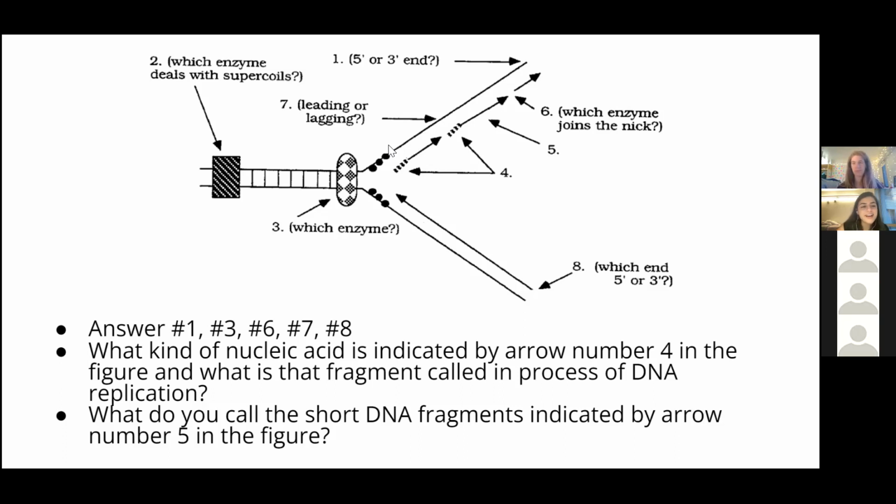Oh, yes. Okay. I got an answer. Yes, it is the lagging strand, right? The leading strand is the continuous one. It goes in the direction of the replication fork. And yeah. Does anybody have any questions about that?